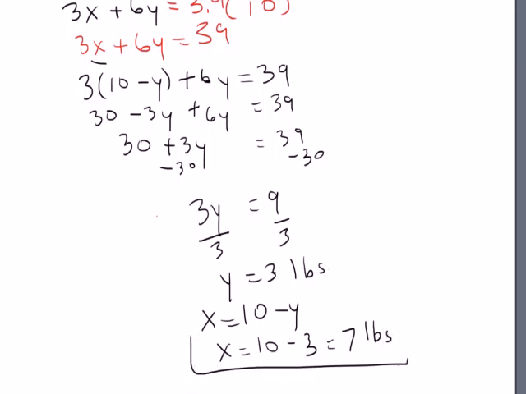So we want 7 pounds of the cheap coffee, the x coffee, the $3 per pound coffee, and 3 pounds of the more expensive coffee, the $6 per pound coffee. And that'll give us the mixture that should be $3.90 per pound.